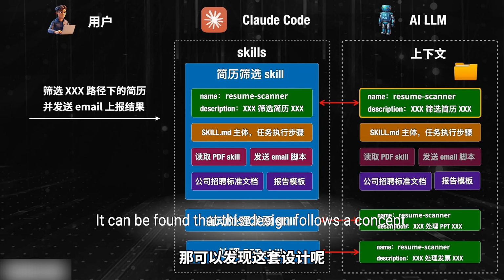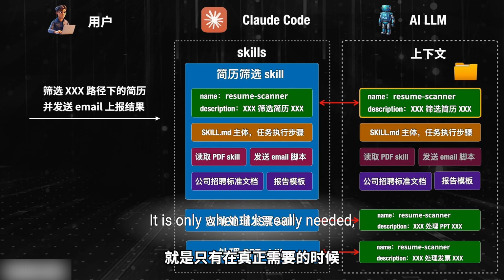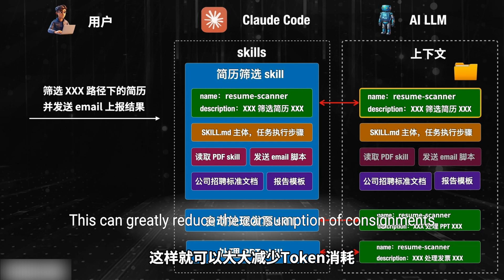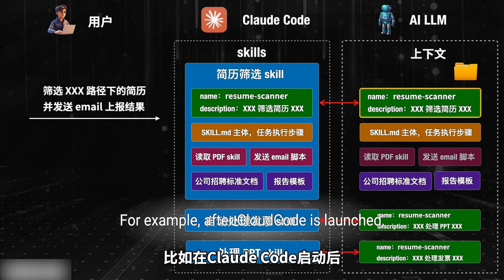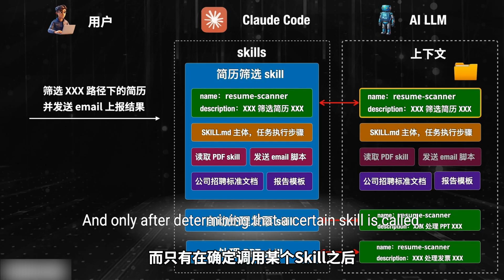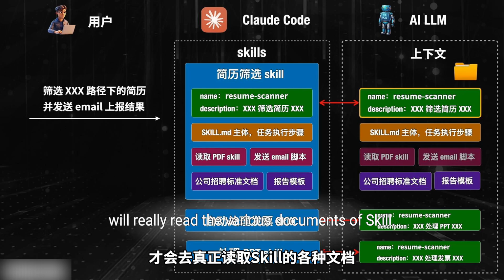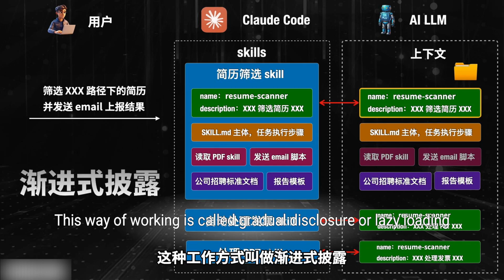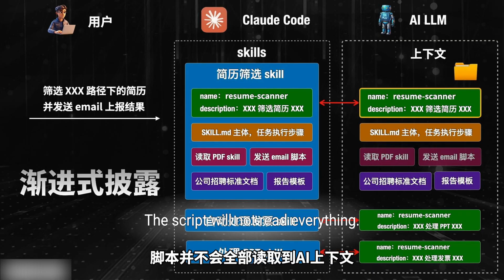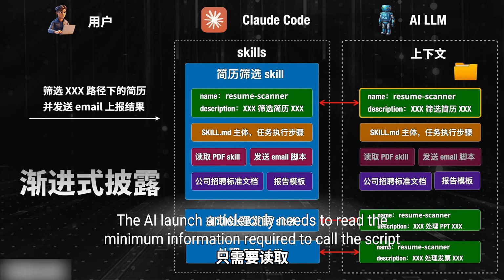It can be found that this design follows a concept: only when it is really needed will we read the data into the LLM API's context window. This can greatly reduce token consumption. For example, after Claude Code is launched, the AI will only read the metadata of the skills, and only after determining that a certain skill is called will it really read the various documents of the skill. This way of working is called progressive disclosure or lazy loading. The main purpose is to reduce token consumption, and in this process, the script will not be read in full. The AI only needs to read the minimum information required to call the script.